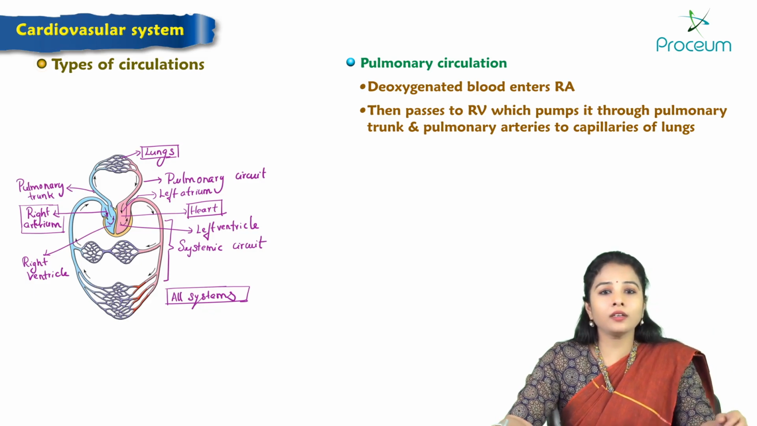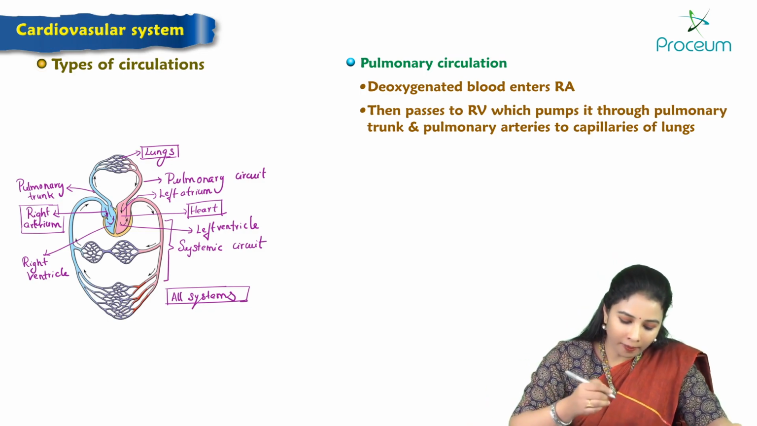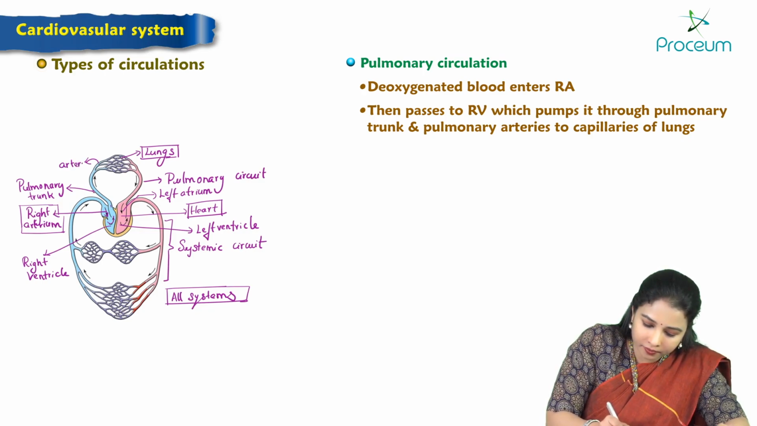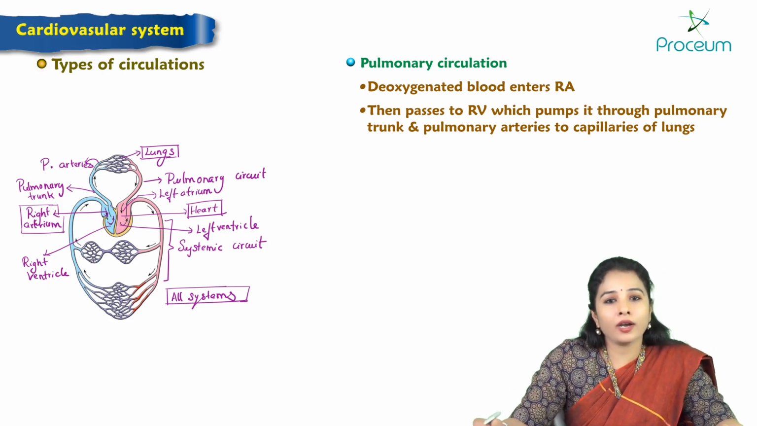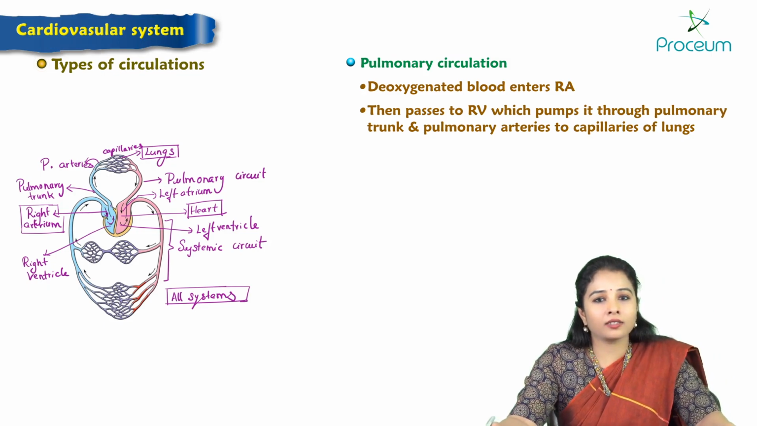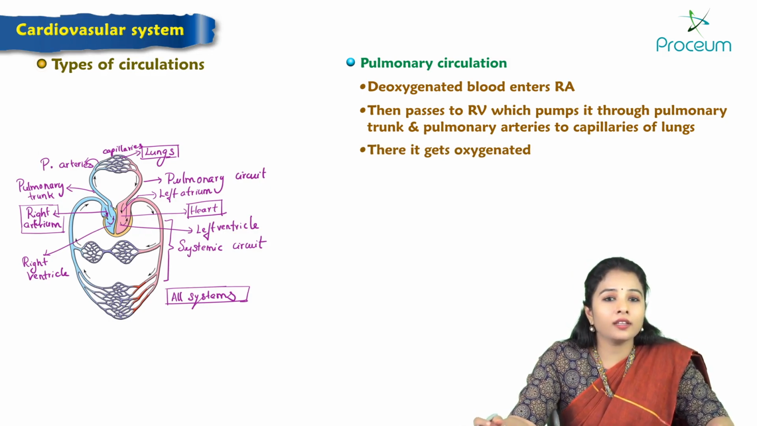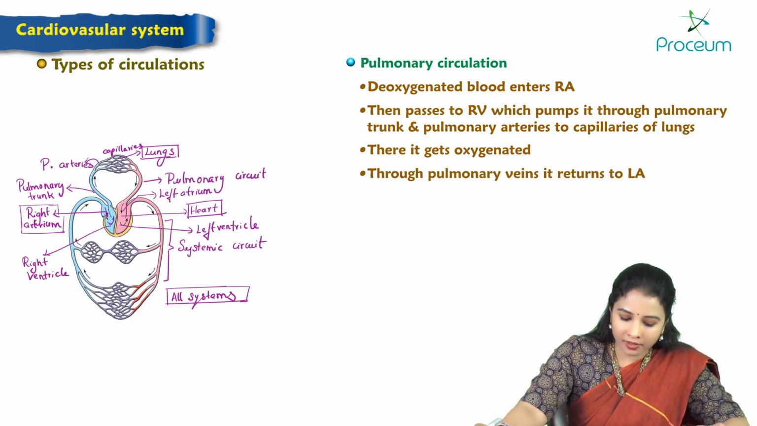So pulmonary trunk branches to form pulmonary arteries, and finally it forms capillaries. So these are the pulmonary arteries, which finally divide to form capillaries. Capillaries are present in the lungs, where the deoxygenated blood enters and becomes oxygenated in the alveoli of the lungs, and then through the pulmonary veins it returns to the left atrium.